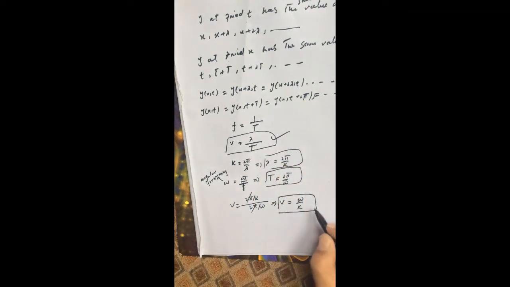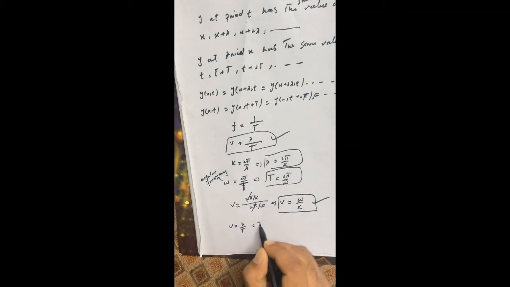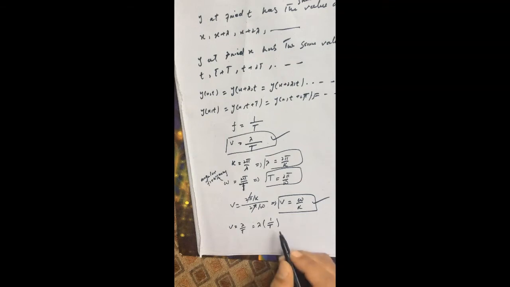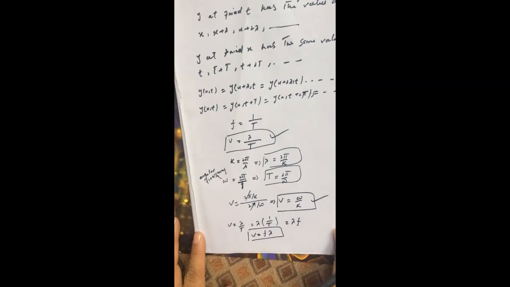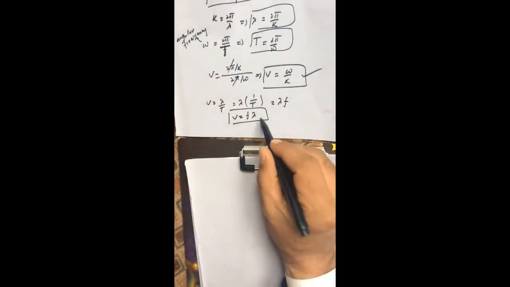This is another expression. And also we know that v is equal to lambda over T, which I can write as lambda times 1 over T, and 1 over T is equal to the frequency, so v is equal to f lambda. This is another expression for the velocity. Next we will move to the transverse components of velocity of a sinusoidal wave. This was the velocity of the wave.